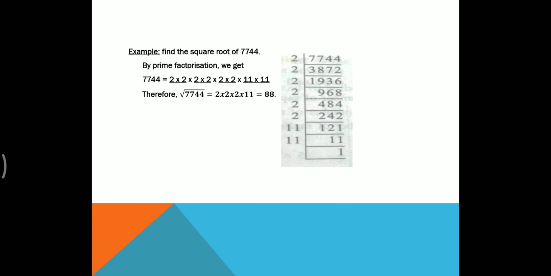Now how do we arrive at the answer? From these pairs we take only one from each pair. From the first pair I am taking 2, from the second pair I am taking another 2, and from the pair of 11 I am taking only one 11. So we arrive at the answer, that is 2 into 2 into 2 into 11. That is, the square root of 7744 is 88.